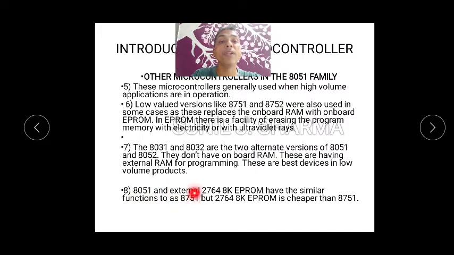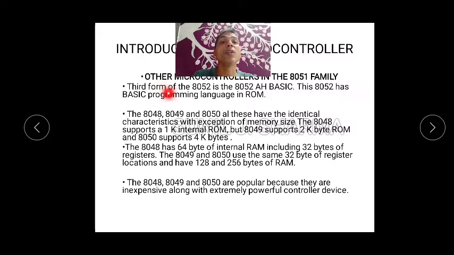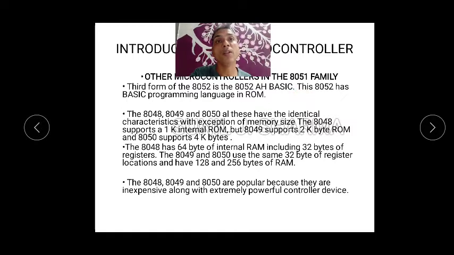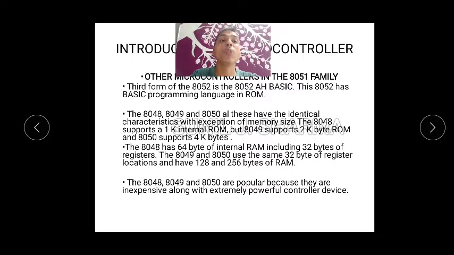8031 with an external 2764 8K EPROM has similar functions to 8751, but the 2764 EPROM is cheaper than 8751. So they are just talking about 8031 also having an external EPROM. Then the third form of 8052 is the 8052AH BASIC. I think before C++ we also had one more programming language, that is BASIC. This 8052 has the BASIC programming language in ROM.